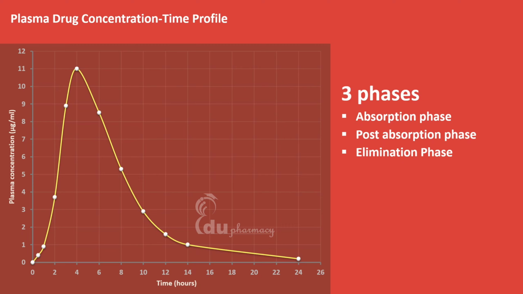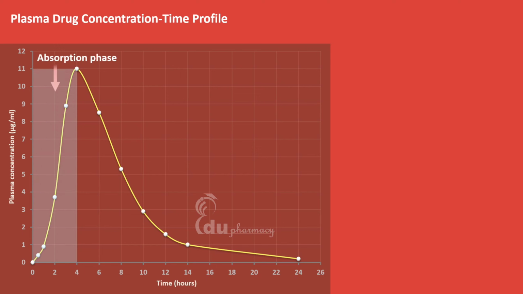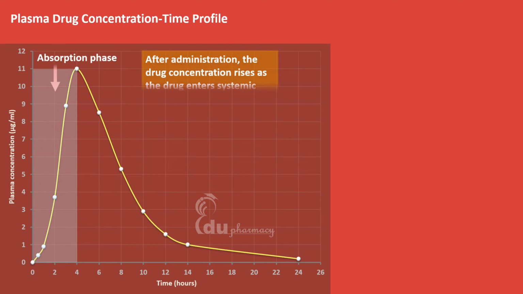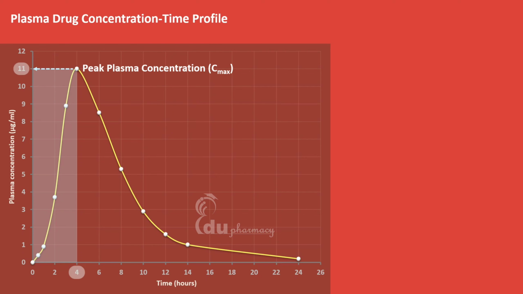Absorption phase. During the absorption phase, the concentration of the drug in plasma rises. This occurs because the rate of drug absorption exceeds the rate of elimination. This phase continues until the drug reaches its peak plasma concentration, known as Cmax.